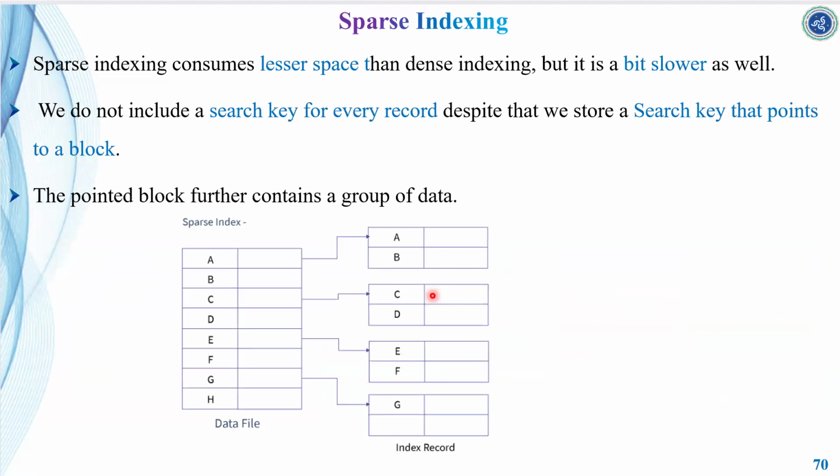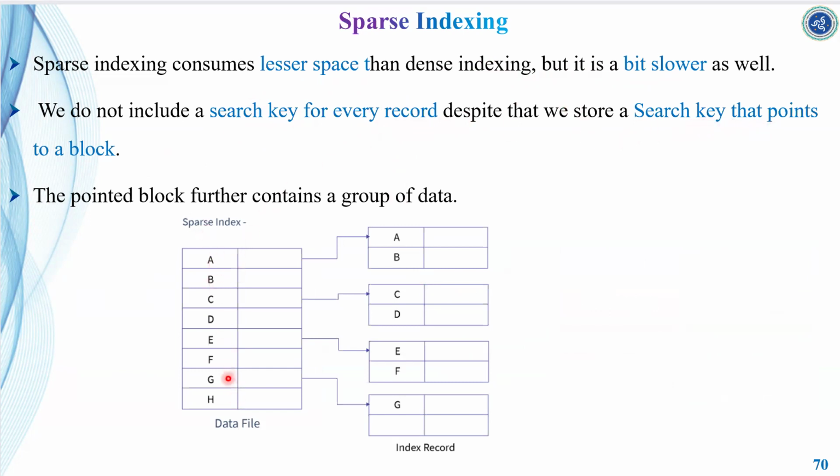And what about the sparse index? Sparse indexing means it consumes less index space, and also it is a bit slower than the dense one. It does not include the search key for every record. It will be storing a search key that points to a block.